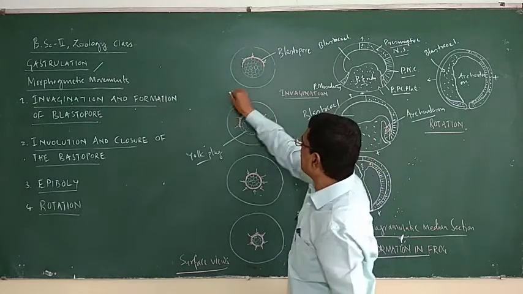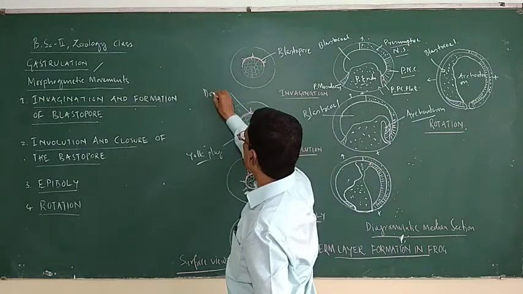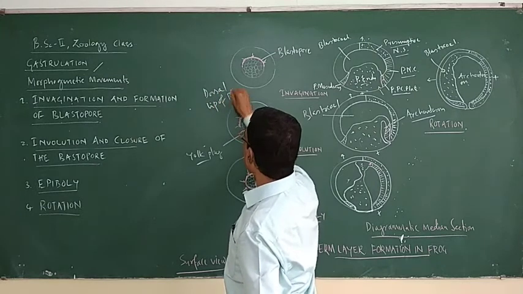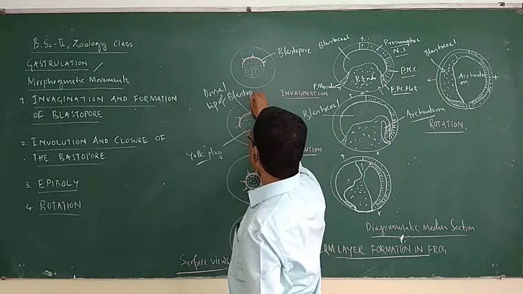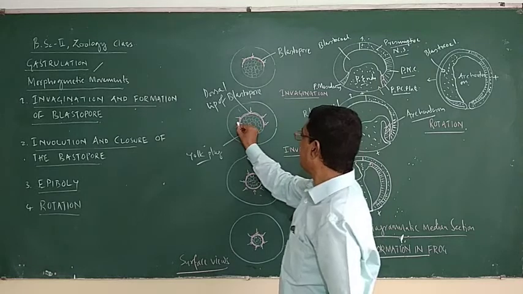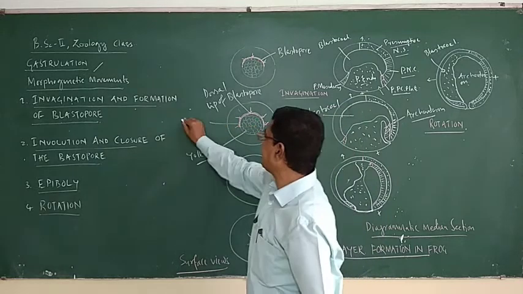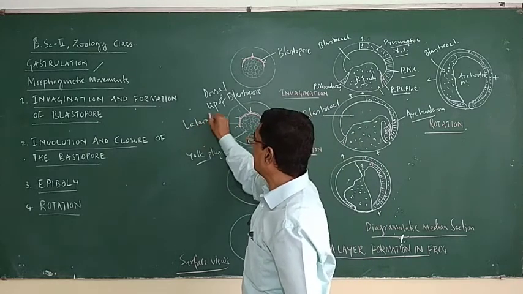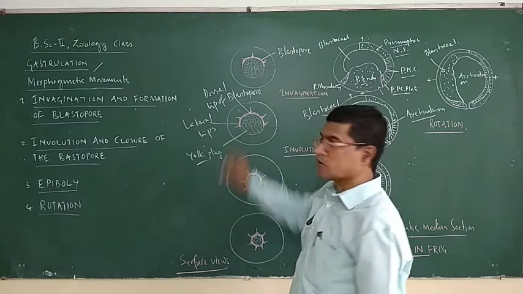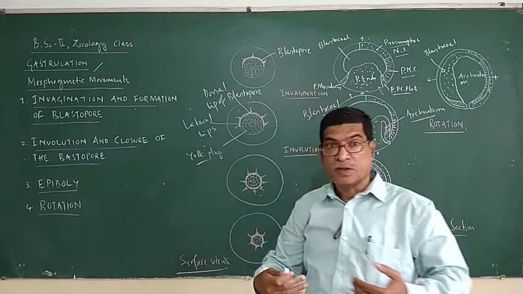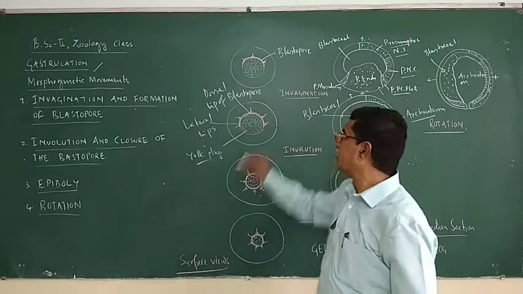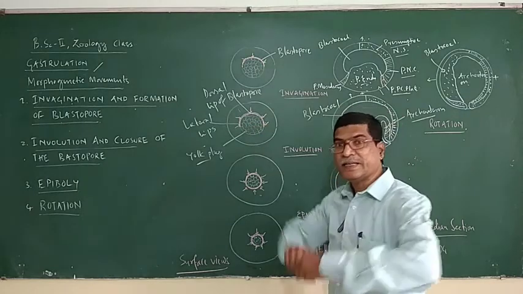This is called the dorsal blastopore. This is the dorsal blastopore. And now what is forming? The lateral lip. Lateral lips are also forming, due to the lateral cells moving inside the embryo. Now the size of the blastopore is increased.